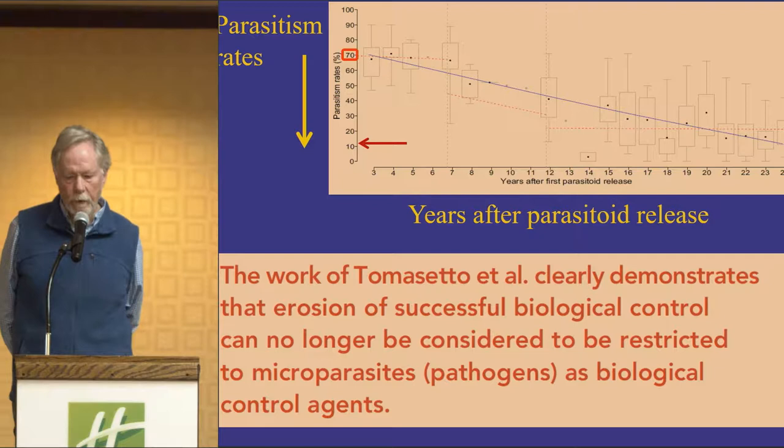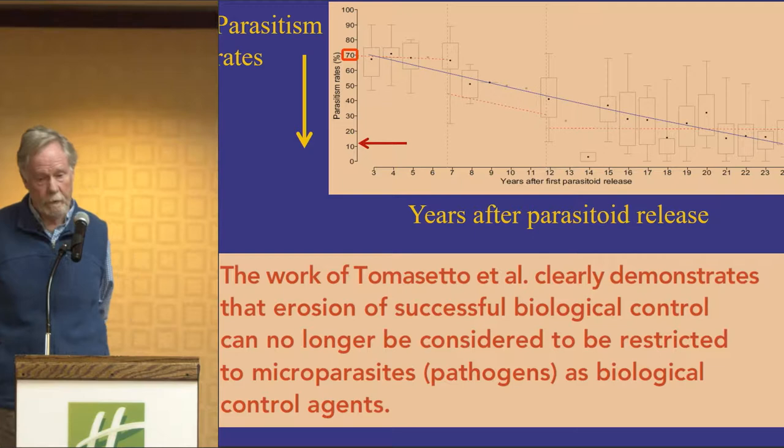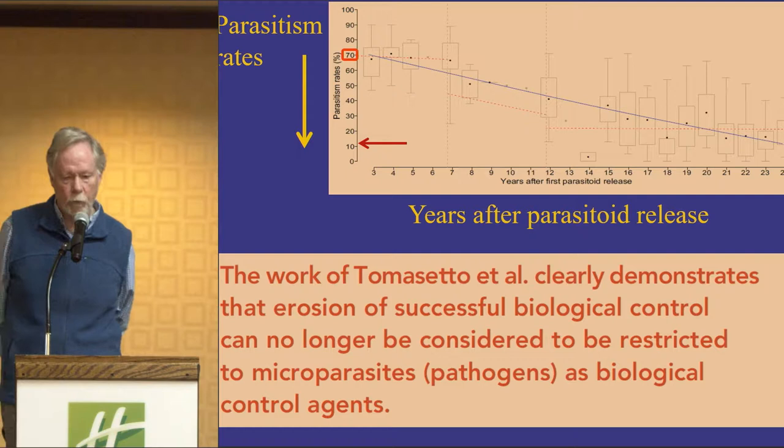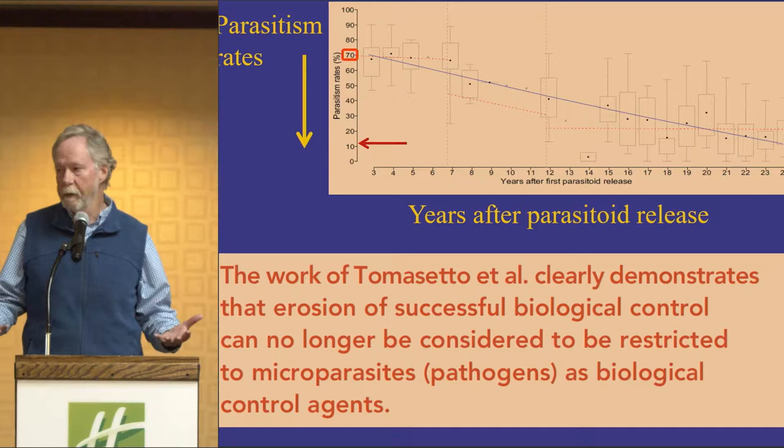So when the wasp was first introduced, the parasitism rate was 70%. It was very successful. But over the years, you can see almost a linear decline in the success, so that after 24 years, only 10% of the weevils were parasitized. So if we're going to use these kinds of control measures, we should be doing them in the way that is going to minimize the possibility of a species becoming adapted to whatever the control measure is that we're using.